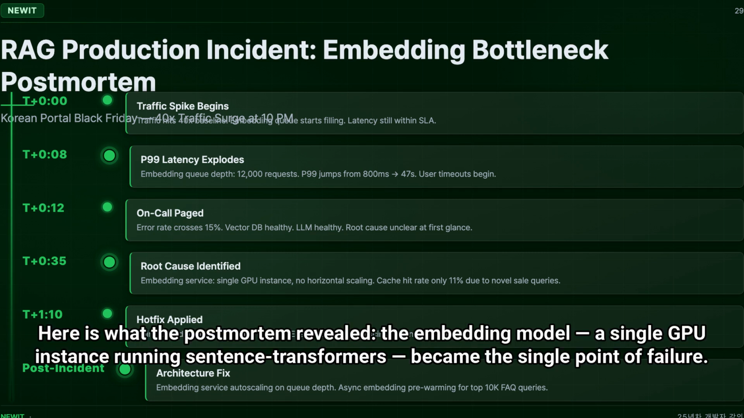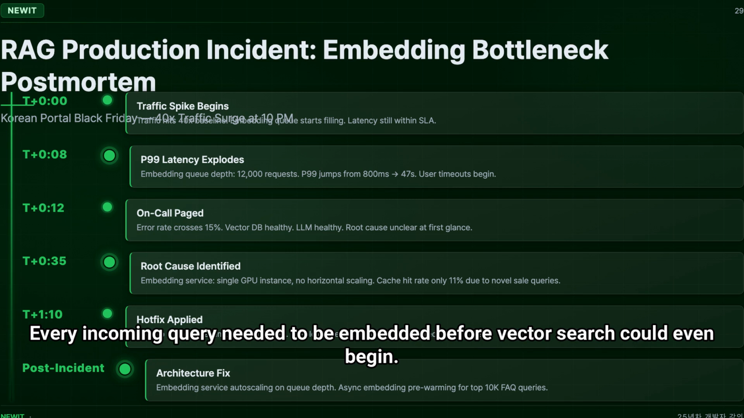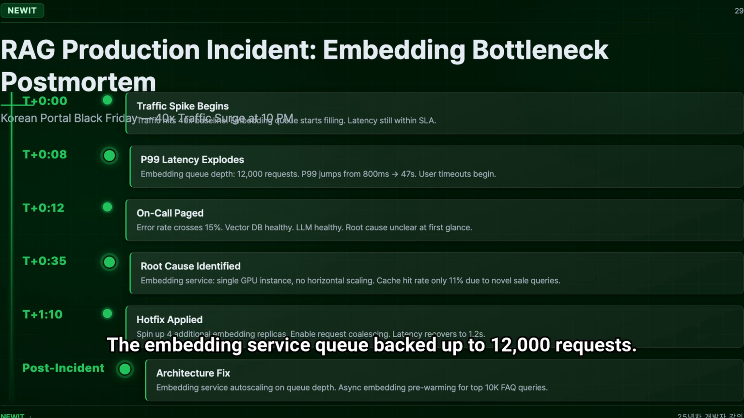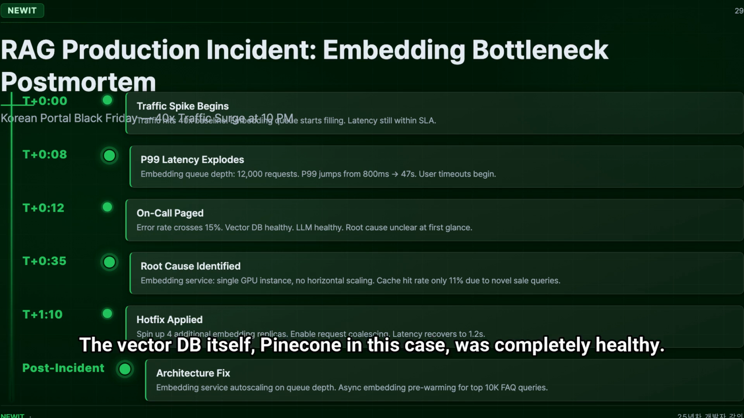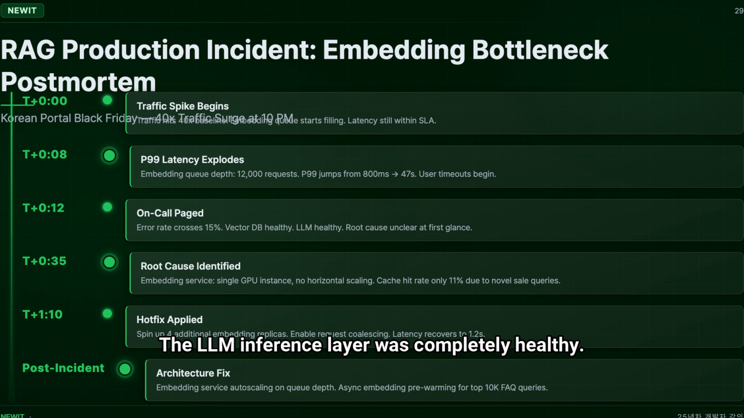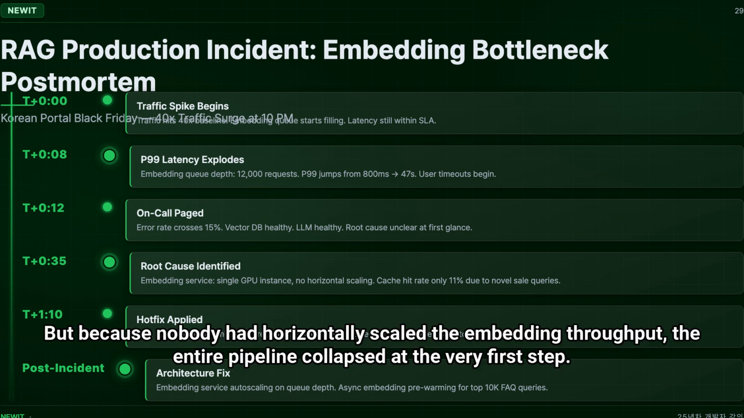The embedding model, a single GPU instance running sentence transformers, became the single point of failure. Every incoming query needed to be embedded before vector search could even begin. The embedding service queue backed up to 12,000 requests. The vector DB itself, Pinecone in this case, was completely healthy. The LLM inference layer was completely healthy. Because nobody had horizontally scaled the embedding throughput, the entire pipeline collapsed at the very first step.